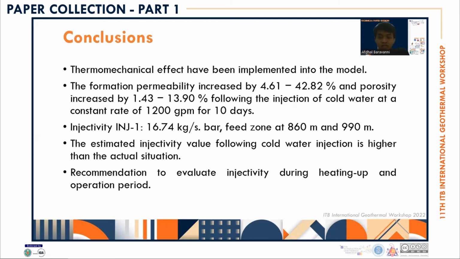the actual situation. In order to continue this study, it is important to evaluate the injectivity during the heating up period and the operational time when the water is injected at a higher temperature, in order to observe variation in injectivity as a result of different injection temperatures.